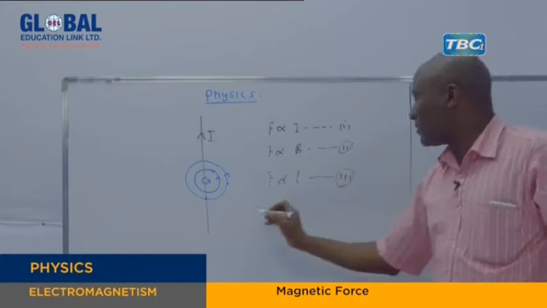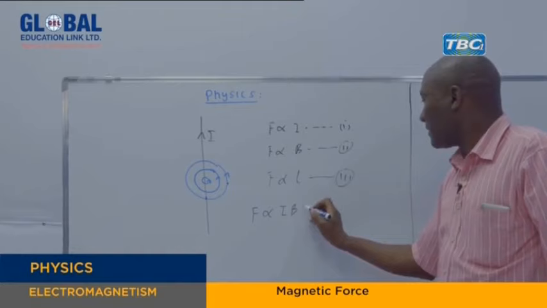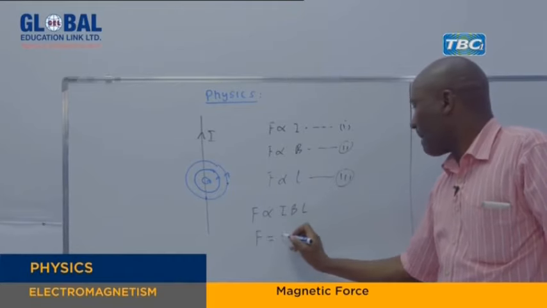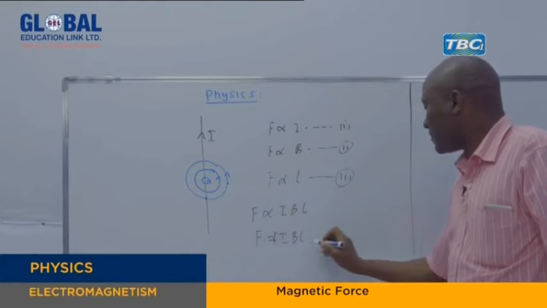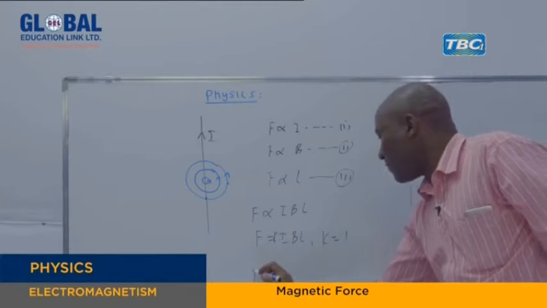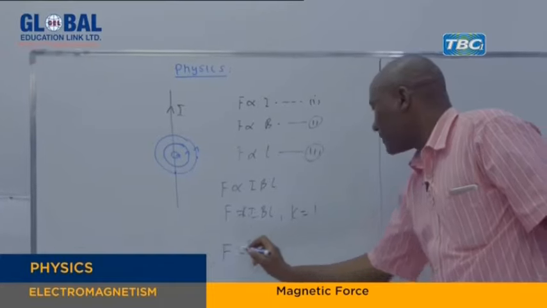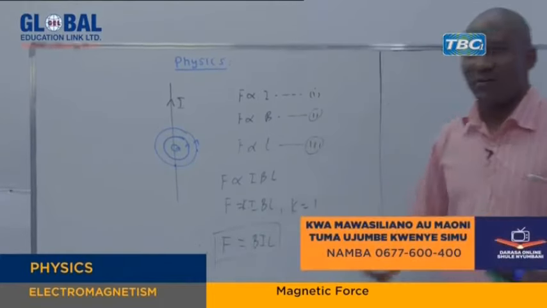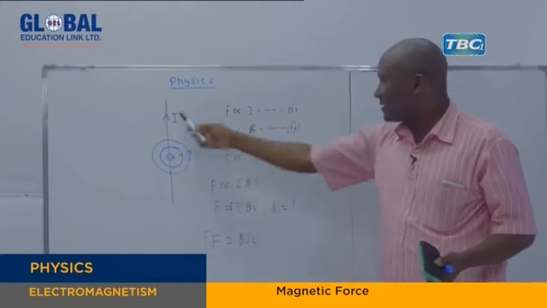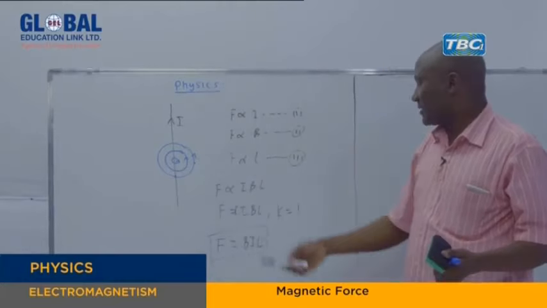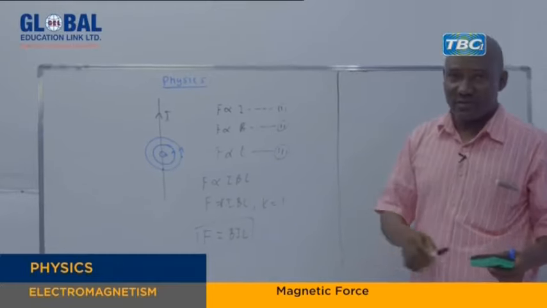If you combine the three quantities, we have that force is proportional to I, B, L, and this equals a constant times I, B, L. Experimentally, this constant equals 1. So the force, we normally call this F equals BIL. This is the force which is acting on a conductor, a straight wire like that. So we have the magnetic field, we have the current, and we know the length of that conductor, so you can find the magnetic force. Remember, this is the maximum force which is produced.